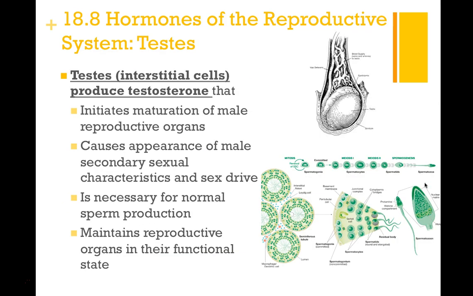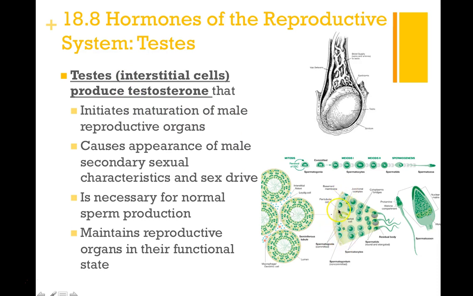Now for the hormones within the male. The testes will have inside of it interstitial cells that will produce testosterone. You may have also heard of the interstitial cells being called Leydig cells, and that is important because testosterone that they will produce will initiate maturation of the male reproductive organs, can cause appearance of male secondary sexual characteristics and sex drive. It will be necessary for normal sperm production, which I will show you right in this image here.